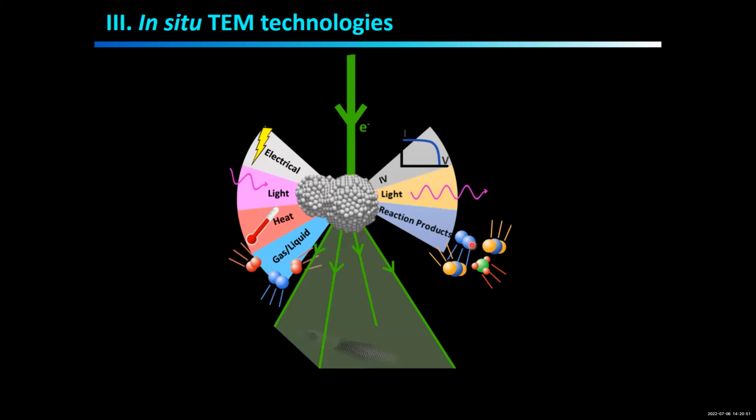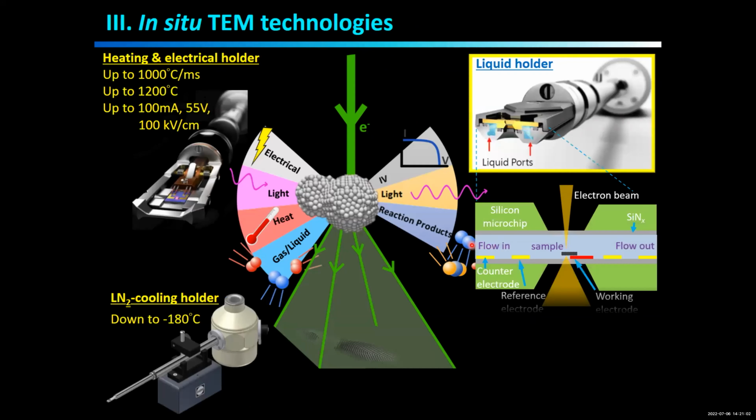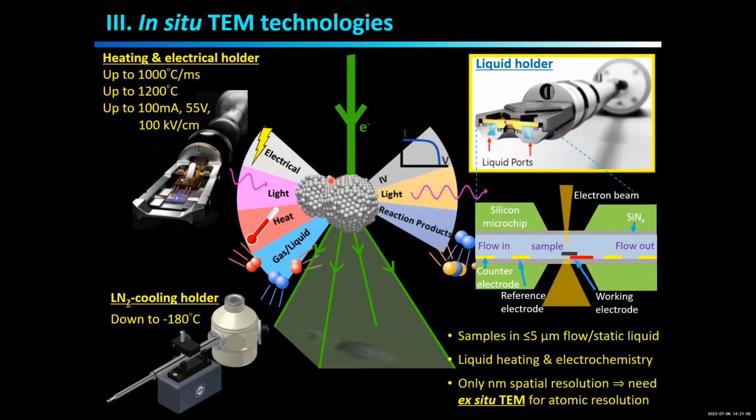So besides the high resolution imaging and the spectroscopic mapping, modern TEM also offers this in situ capability that is enabled by various in situ holders. So with these holders, we can apply electricity, light, heat, and gas and liquid flow onto the sample and directly observe the reaction dynamics at a nanometer or even the atomic scale. So our TEM lab has been equipped with many of these cutting-edge in situ holders, including the heating and the electric holder, the liquid nitrogen cooling holder, and also the liquid and the gas holder.